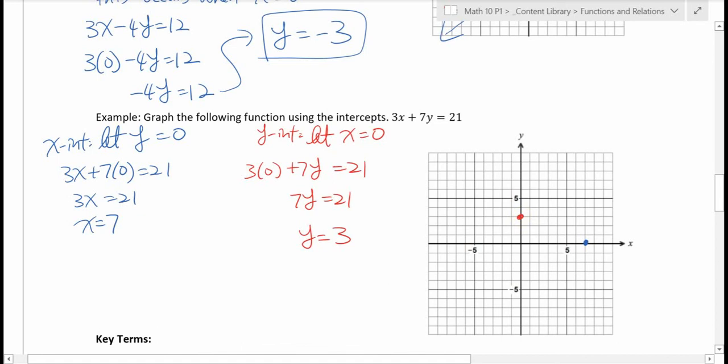And again, that's all we need to graph a line. So if I just join these 2 points, then I can have my graph. There you go. Draw the arrows at either end.